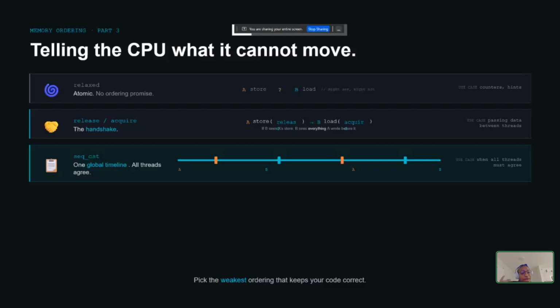So the rule of thumb is to pick the weakest ordering that keeps your code correct. Understanding ordering can be dicey, but once you play around with it, you get to understand how it works. The most relaxed is relaxed, because relaxed doesn't care. It just allows the CPU to do anything. And then you have the handshake, and then you have sequential consistency, which means follow all the orders. Don't reorder anything. Everything should be strict the way I kept it.